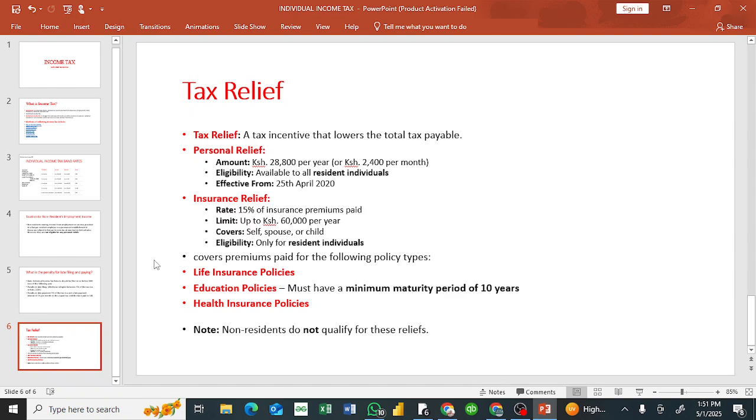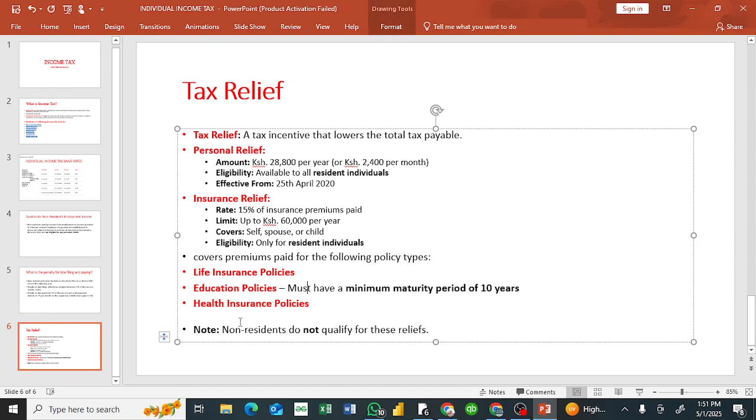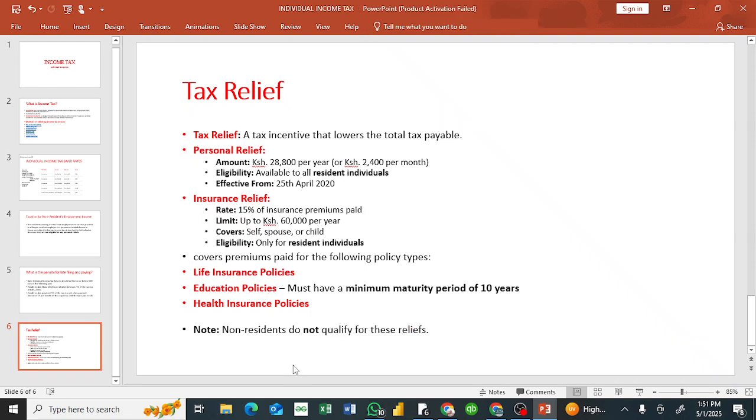Yes. So insurance relief covers 3 sections. It covers life insurance policies, education policies, or health insurance policies. And non-residents do not qualify for these reliefs. Remember, tumesema hivyo. So I hope umeelewa. You can post a video, take a screenshot.